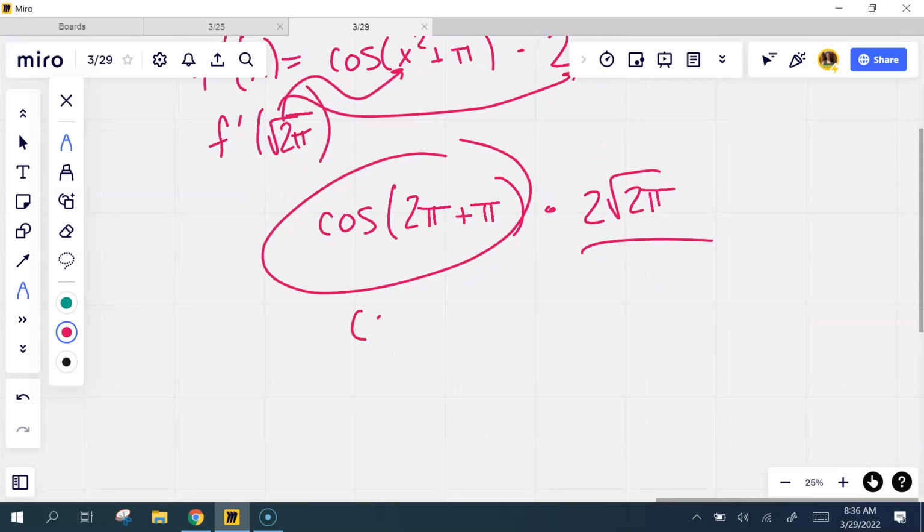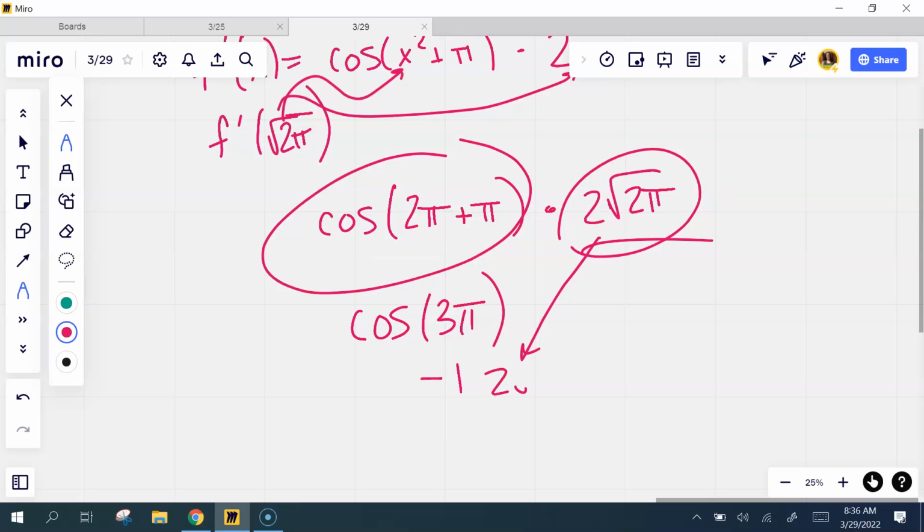But the cosine of 3 pi, so I've looped all the way around the unit circle, and then I go one more pi over. So I'm really at pi. That's the same thing as the cosine of pi, which is -1, and then times, of course, 2 times the square root of 2 pi. So 2 pi loops all the way around one time, right? And then you go another pi.